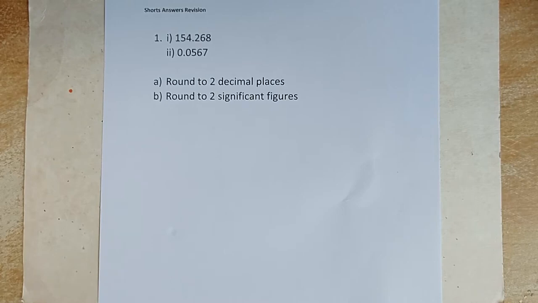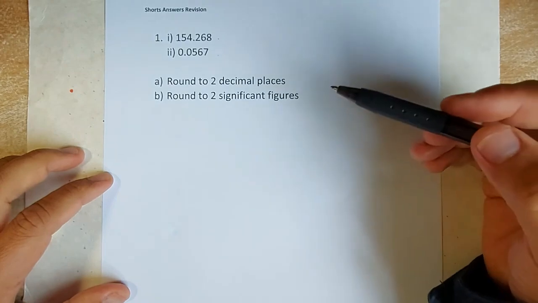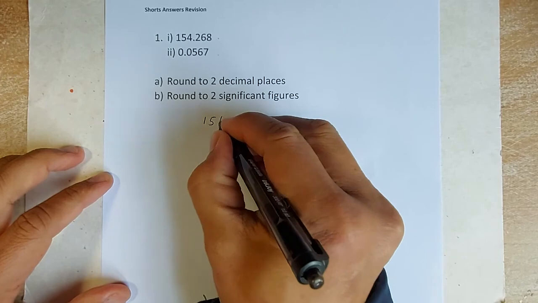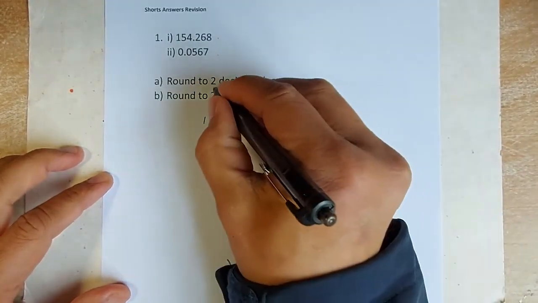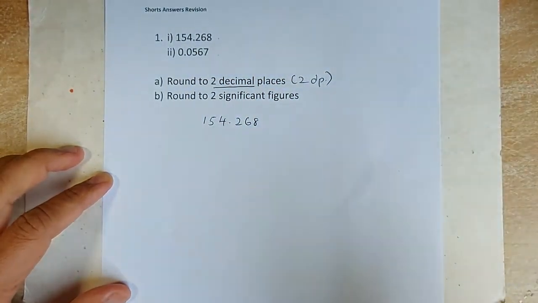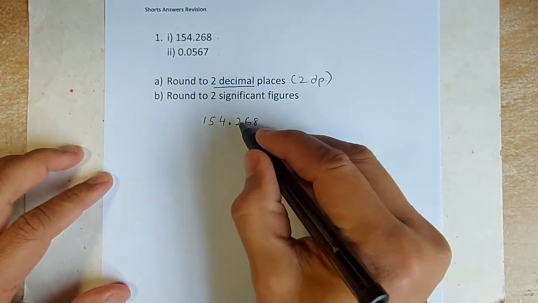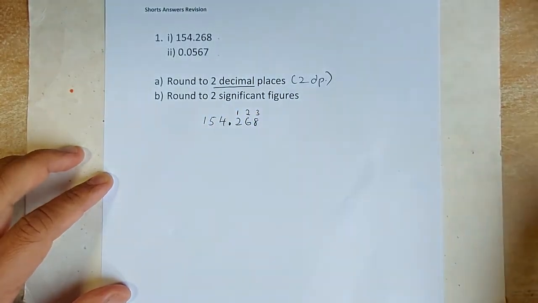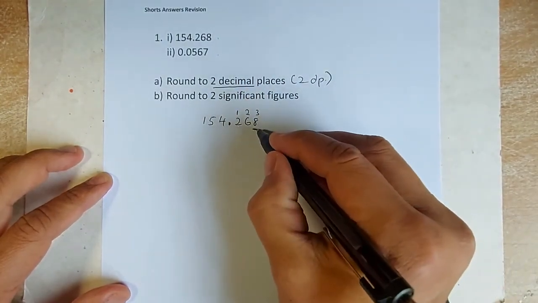Okay, the first question you're going to ask is to round the two numbers here to two decimal places, followed by two significant figures. So we shall do the first one, 154.268. If they ask you for two decimal places or 2 DP, it means you must have two numbers after the decimal point. So we look at the first number after the decimal point, the second, and the third. If they ask you to calculate correct to 2 DP, you look at the third number.